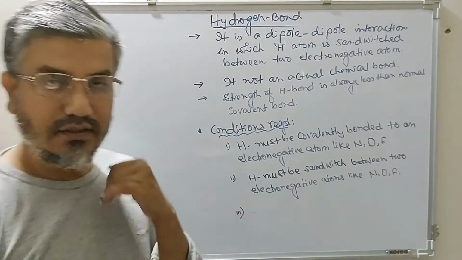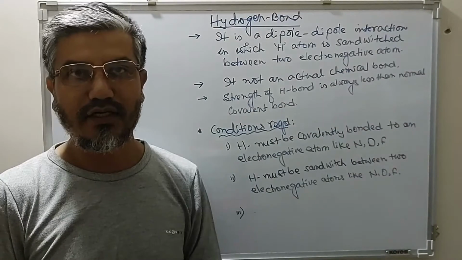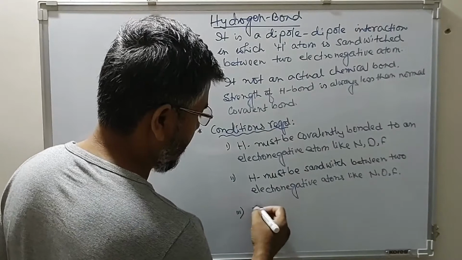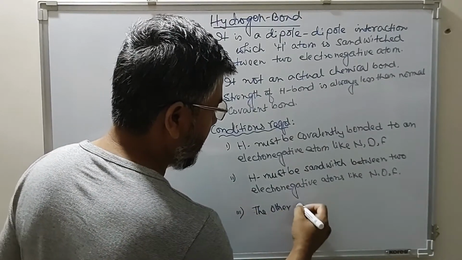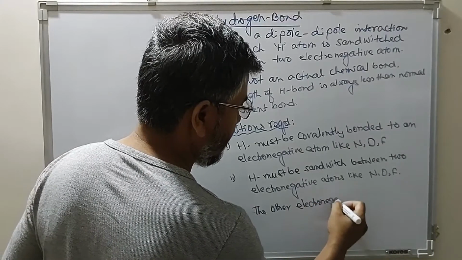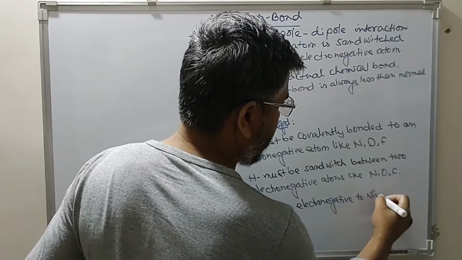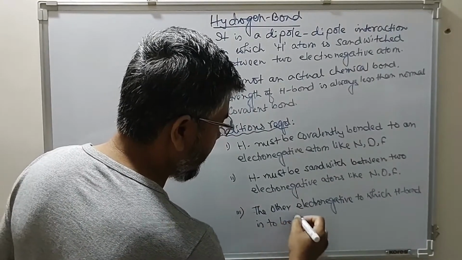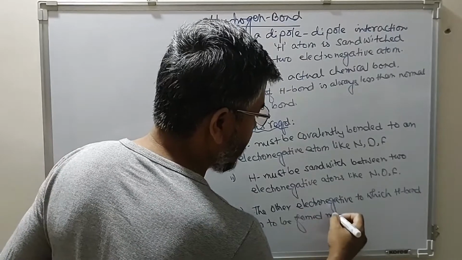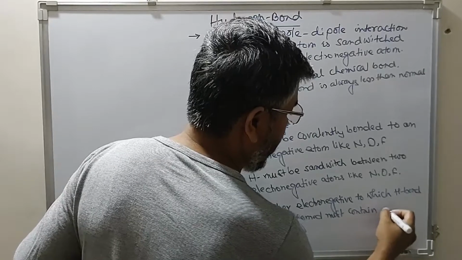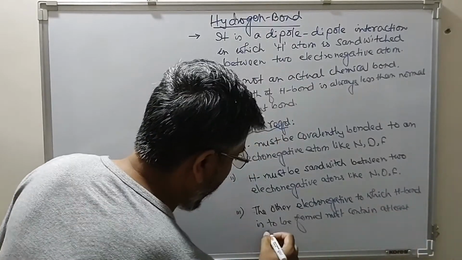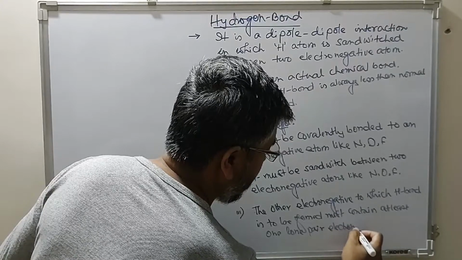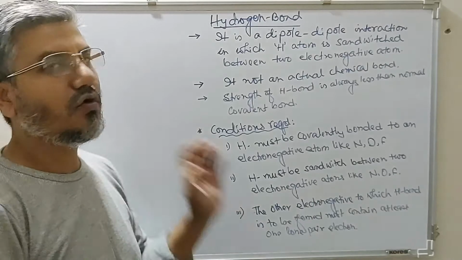Third, the other electronegative atom with which the hydrogen bond is to be formed must contain at least one lone pair of electrons. So if these three conditions are satisfied, then only we can have a hydrogen bond.